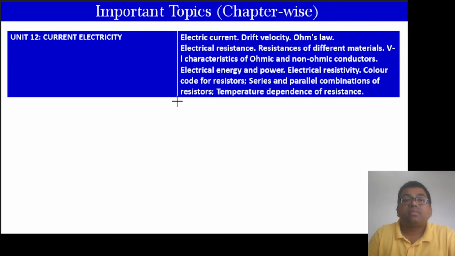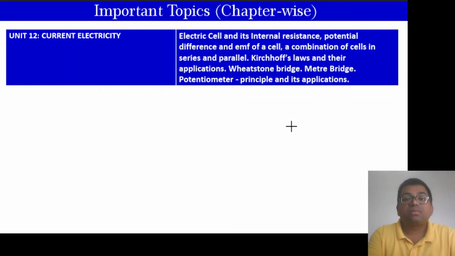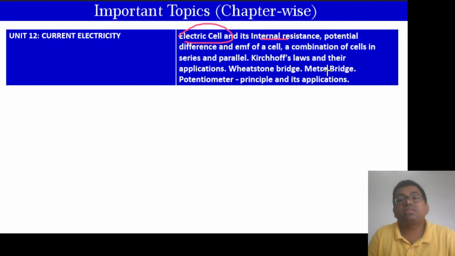Then current electricity is the next big chapter. There are a lot of concepts. Ohm's law is an important topic. Then questions based on series and parallel combinations of resistors. These topics are important. Then the cells are important, internal resistance. So how a cell can be used as discharging, charging, all that. Short circuiting of cells, combination of cells.